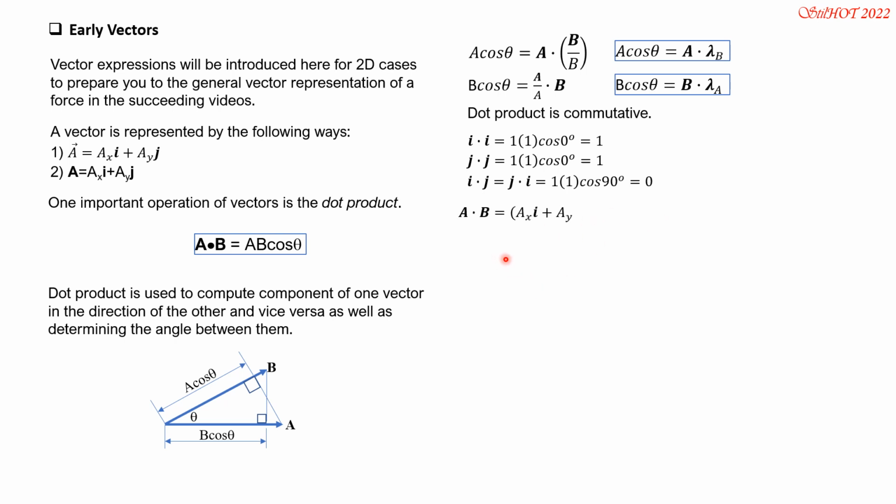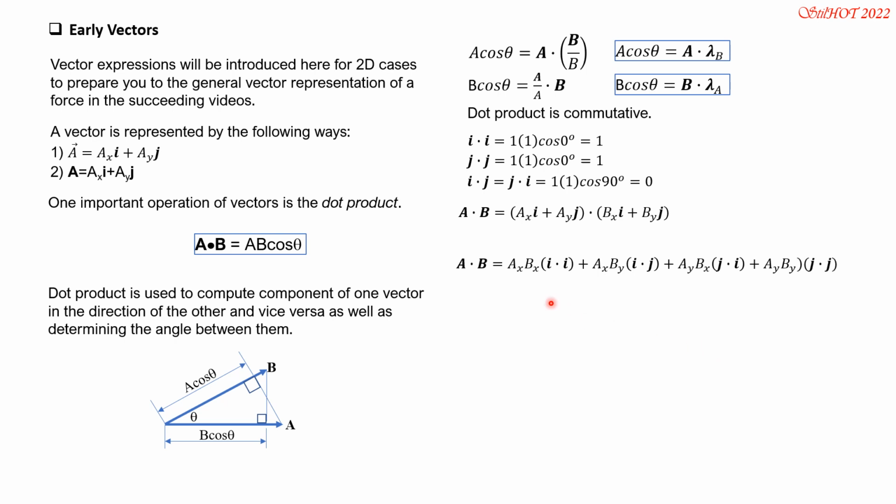So A dot B, therefore, in terms of components, is (AX i + AY j) dot (BX i + BY j). And we perform multiplication, the distributive law of multiplication over addition. So we have AX BX i dot i plus AX BY i dot j plus AY BX j dot i plus AY BY j dot j.